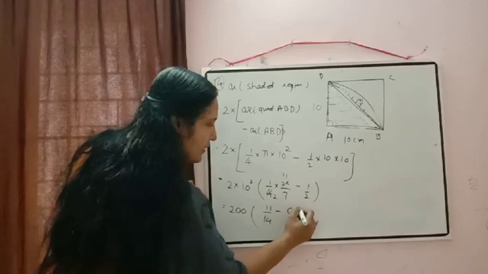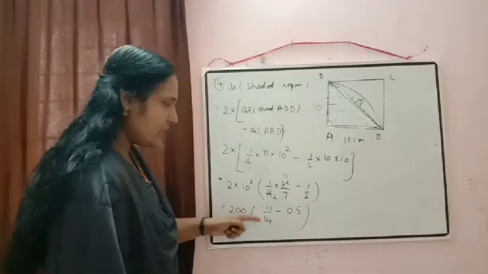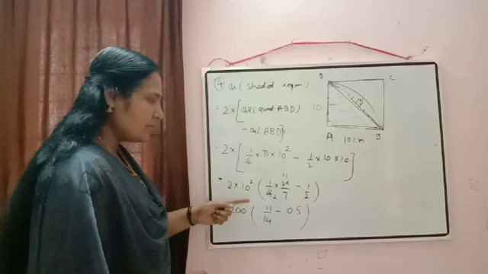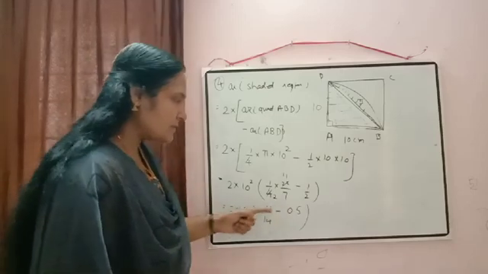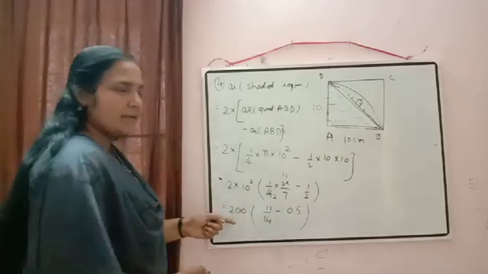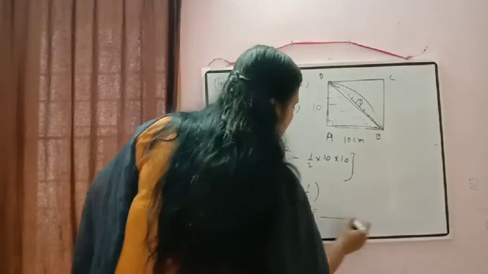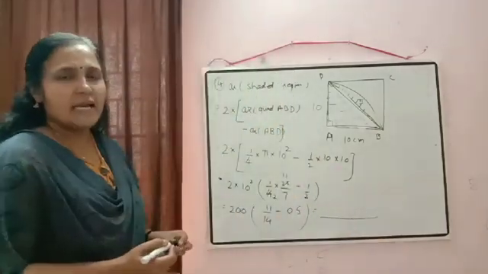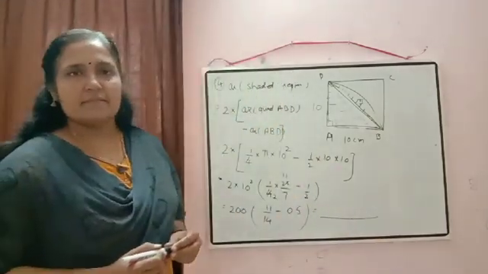Here only you can convert to 0.5. 11 by 14 also you can convert into decimal. Do the subtraction here and then multiply it by 200. Then you will get the area of the shaded region.